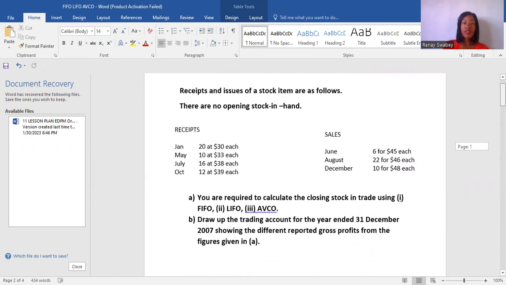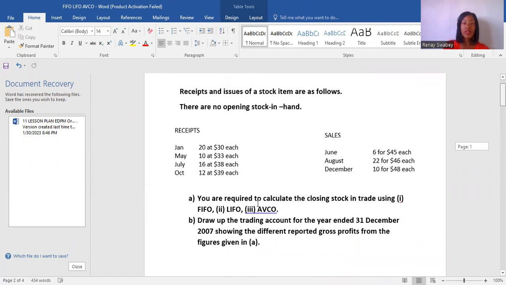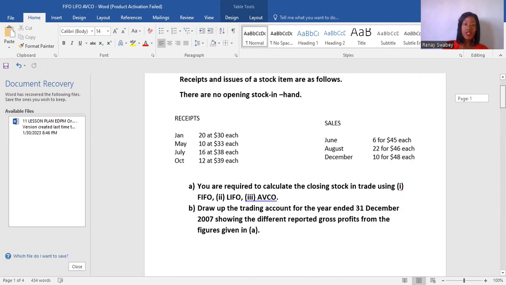Let's look back on the question. So this is the question again, and we were required to calculate the closing stock, which comes under the second dollar sign because the first dollar sign is the adjustments column. So we calculated our closing stock in trade using the FIFO method, which is first in, first out. And LIFO means last in, first out. So let's move on to this a little bit more tricky one.